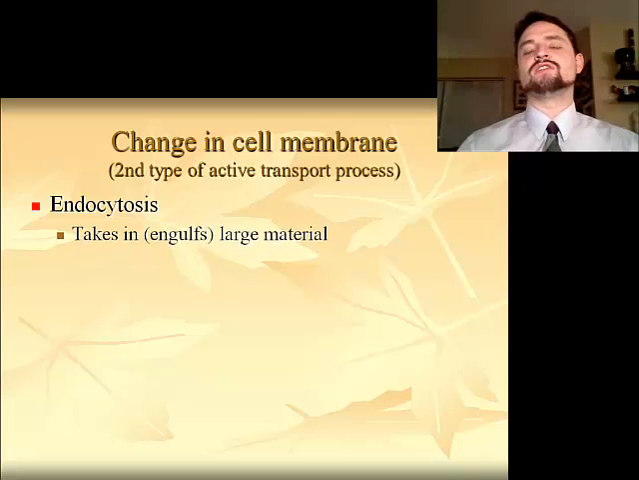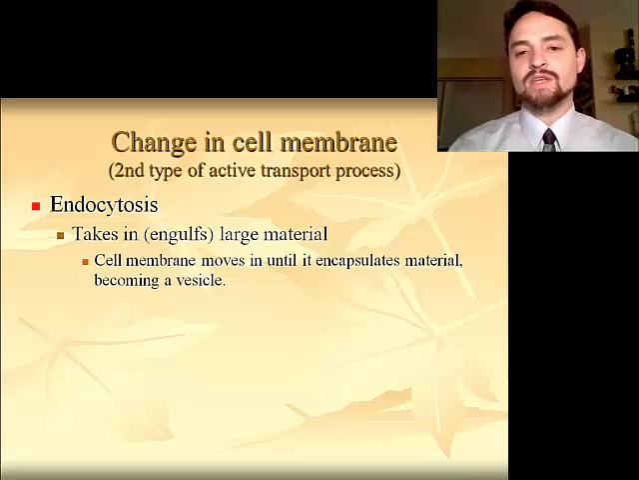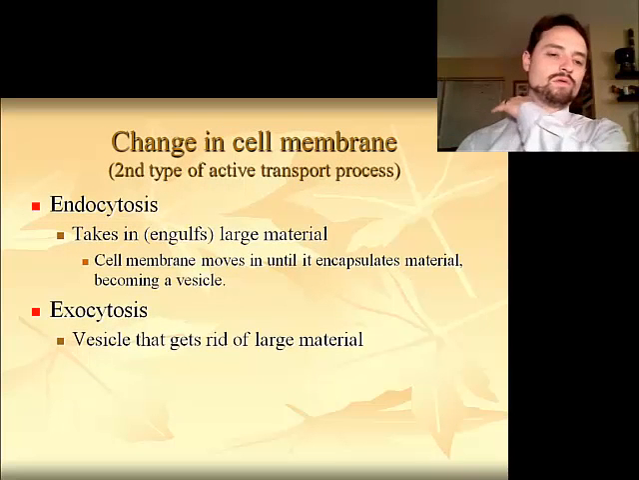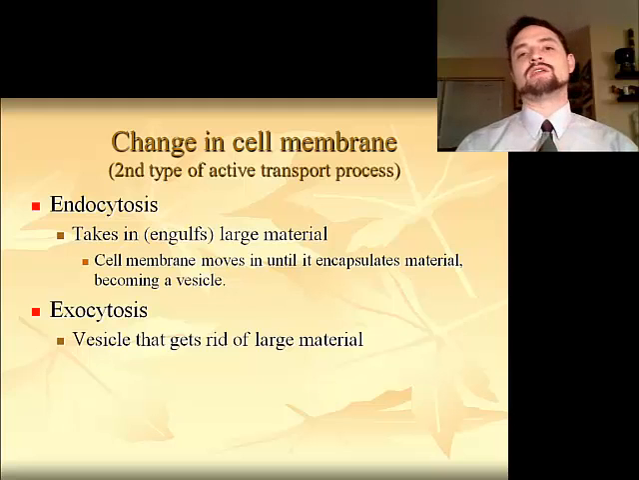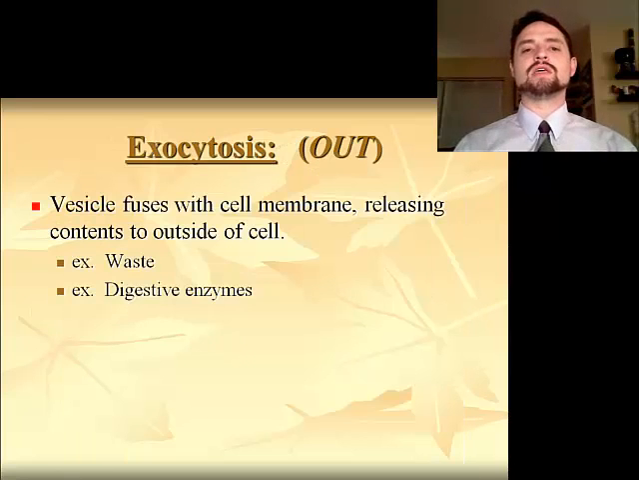When you have a change in the cell membrane, which is the other type of active transport, this is called endocytosis. It takes in or engulfs large materials. The cellular membrane moves in until it encapsulates materials, becoming a vessel. So the opposite of that is exocytosis, which is getting rid of large material. And both of these processes take energy.